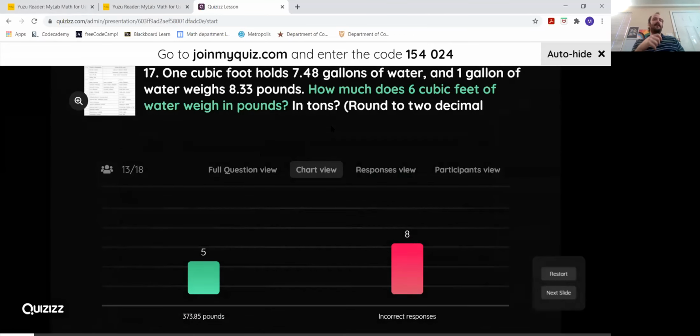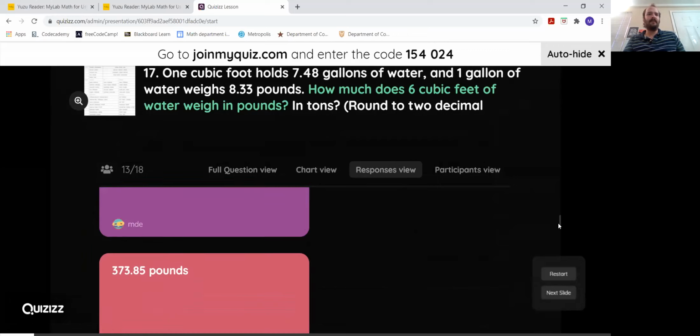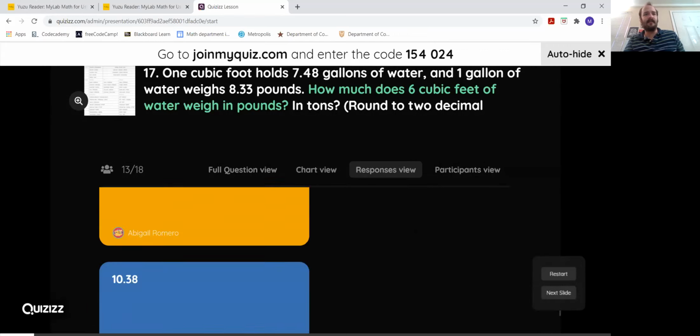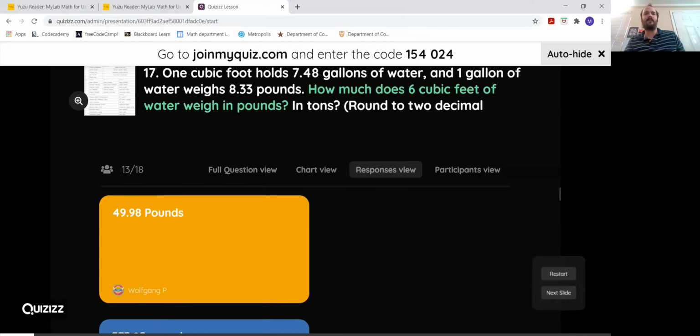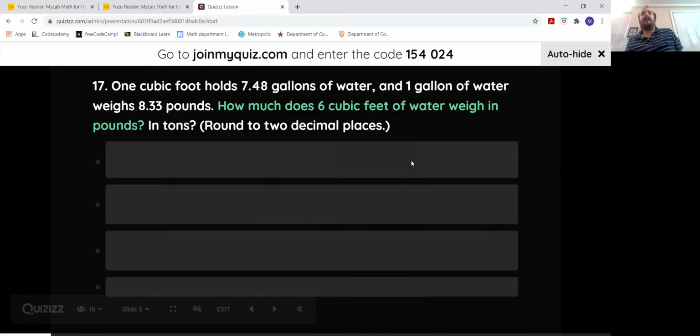All right, so where are we at? 373.85. I don't know where this is coming from. You should be multiplying those three numbers, and then the unit it's going to give you is pounds. 373.85. We do it to 2 decimal places. All right, so how do I get that?